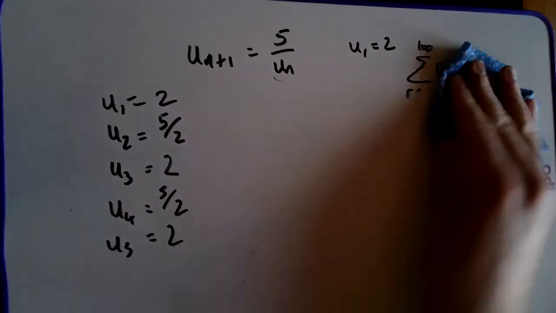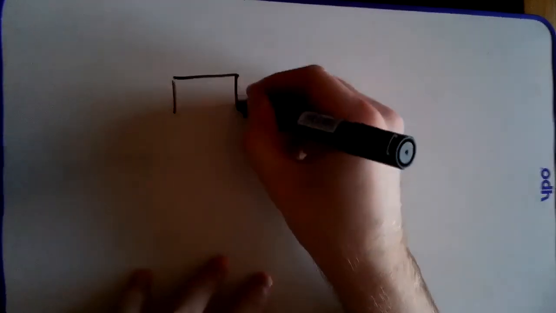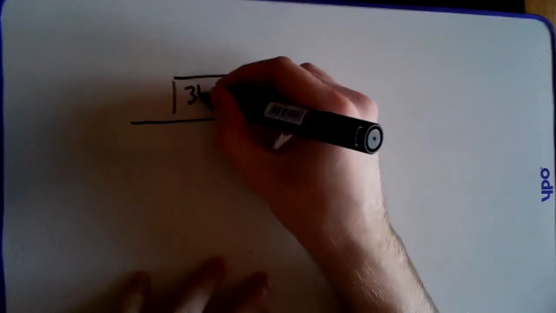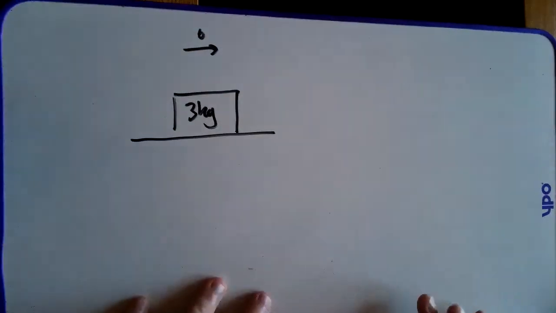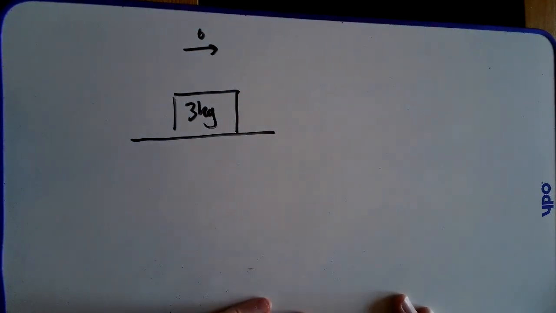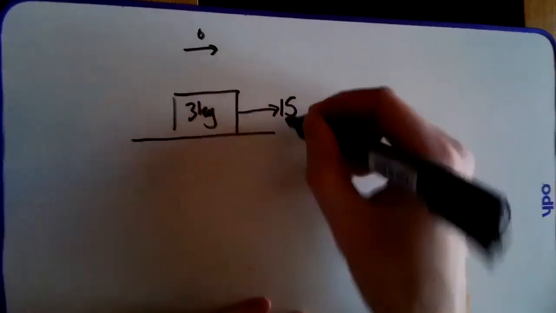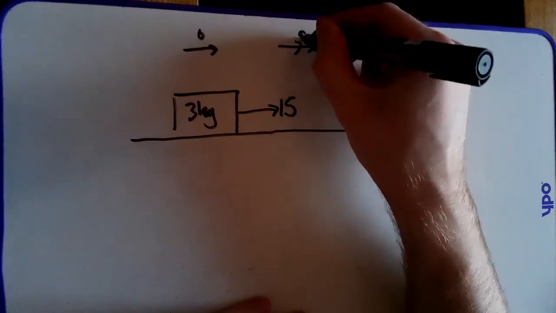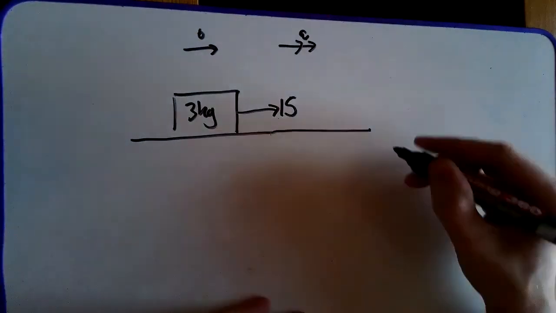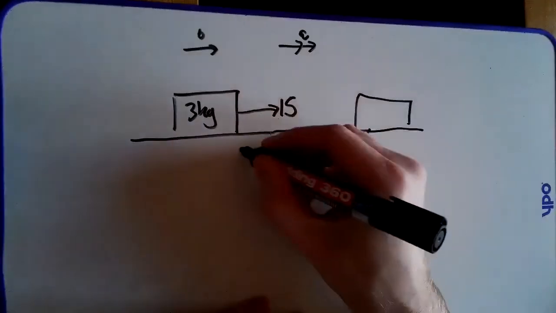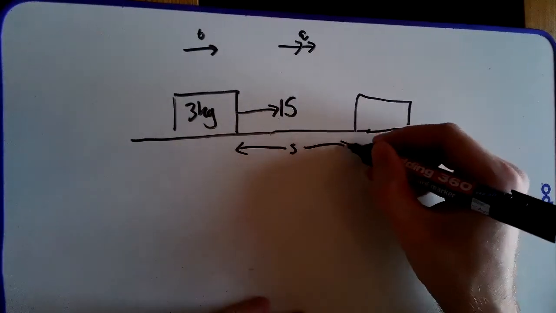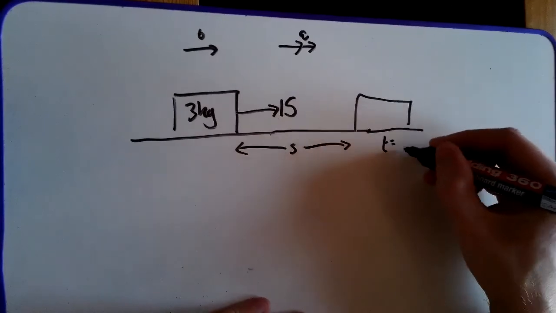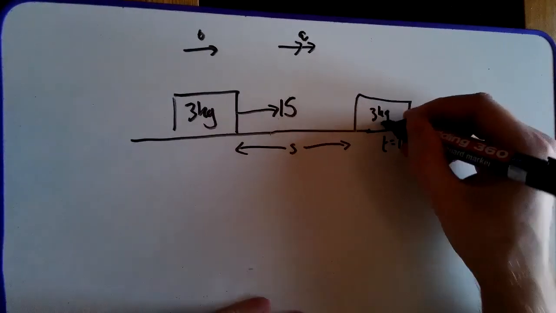Okay, and the last one, mechanics one. A particle of mass 3 kilograms is at rest. So that means the speed is 0, the velocity is 0. On a horizontal surface, when a force of 15 newtons acts on the particle, causing it to move, so it's going to go this way, it's going to accelerate. Constant acceleration, it's constant force. After 10 seconds, you want to find out how far it's moved. So hopefully you can spot that this is a SUVAT question.